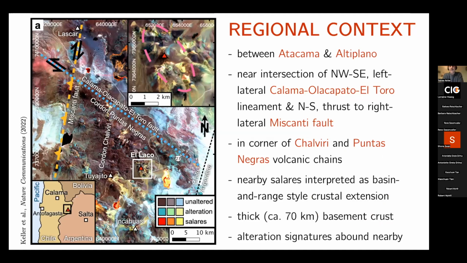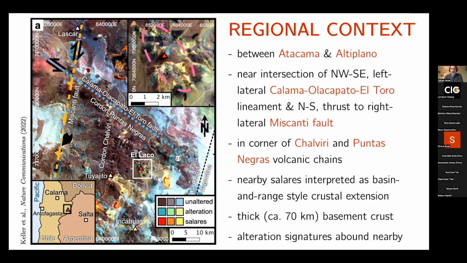So just a little bit of regional context. We're very near the place where Chile, Bolivia, and Argentina meet. So this is El Laco here, near the city of Calama. And El Laco itself is found in the corner between two fault systems, one of which is a thrust fault linked to the subduction arc, and the other one is an old left lateral lineament.